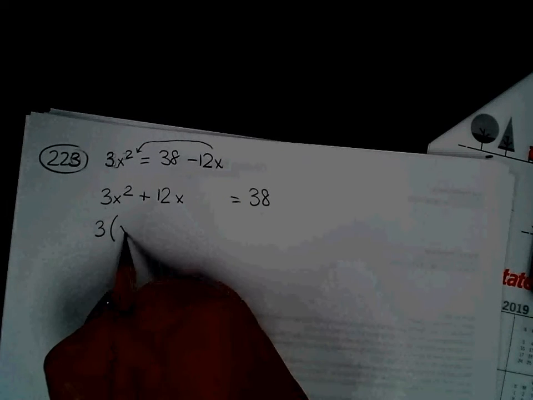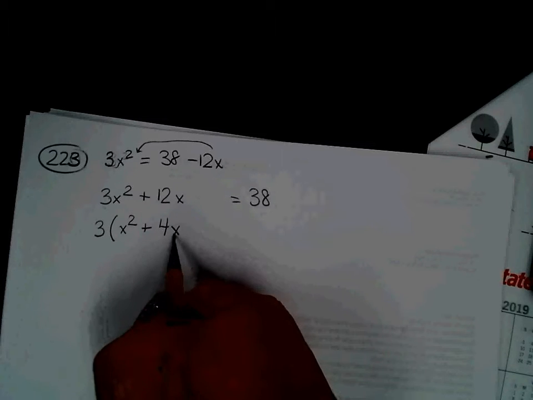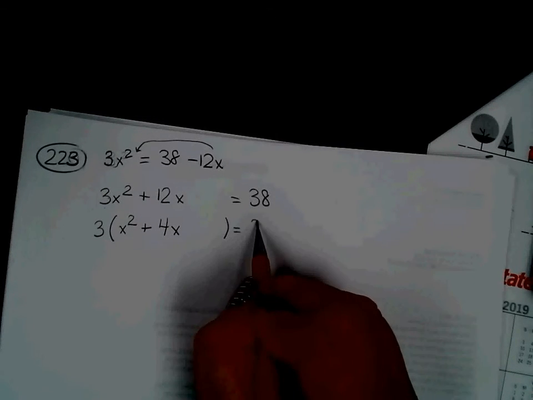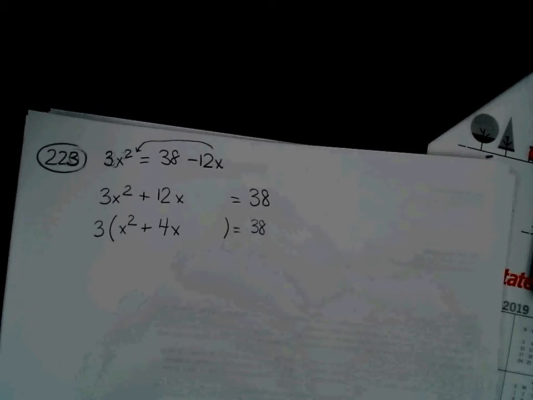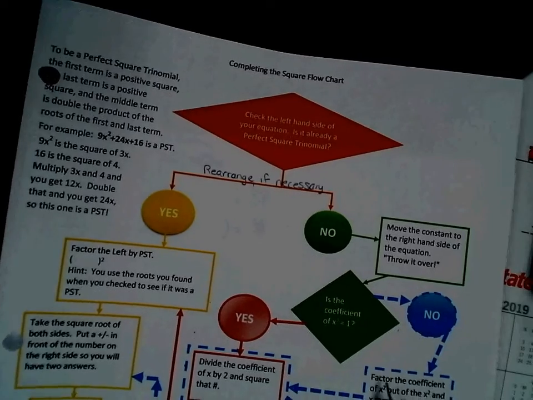As long as it goes even, things are kind of nice. We'll eventually have to do one where it doesn't go evenly. But I pulled 3 out of 3x squared and it left me with x squared. I pulled 3 out of 12x and it left me with 4x. Then I come back to my flow chart. And I did this step right here.